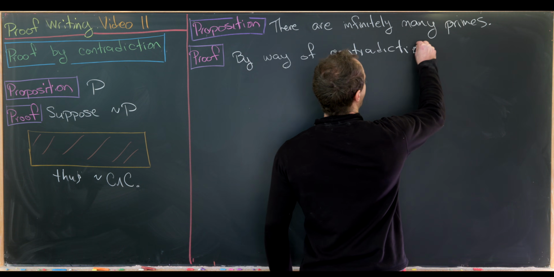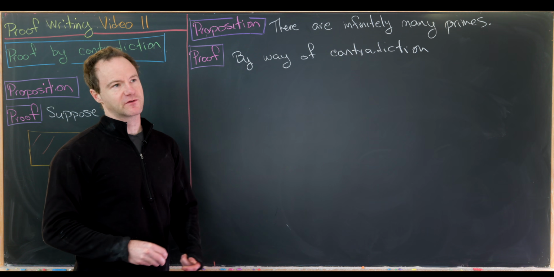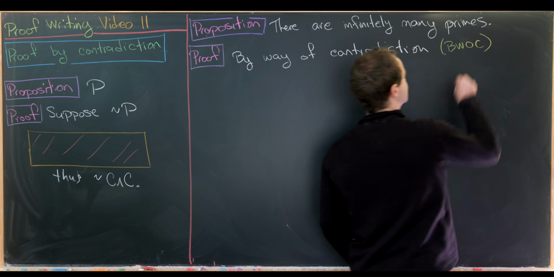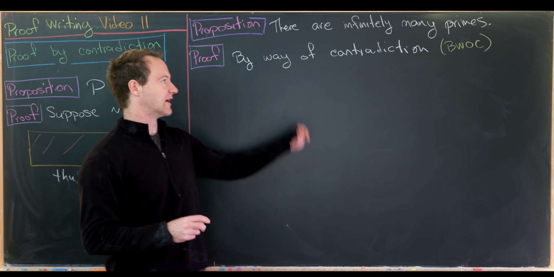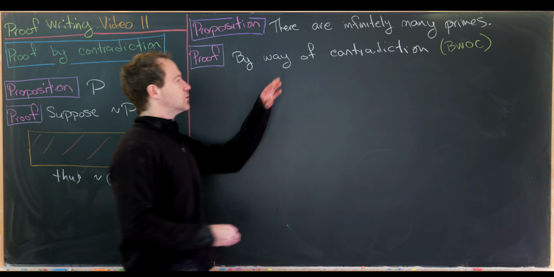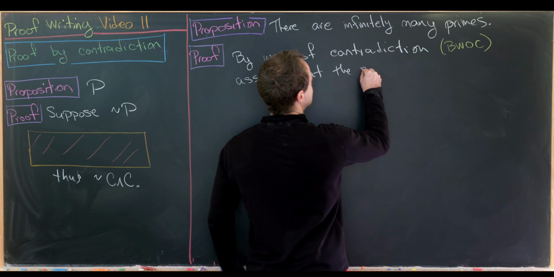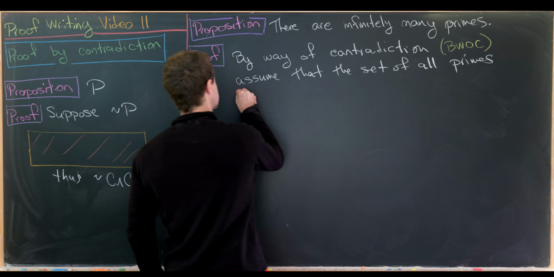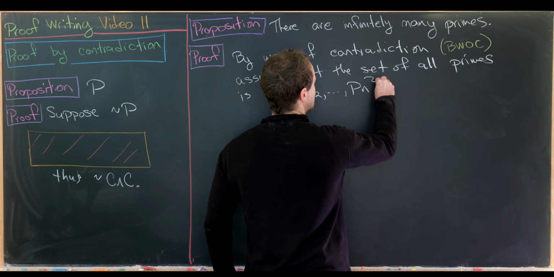And I'd like to point out while we're at it that often if you're making notes or doing a rough draft of a proof, you might shorten by way of contradiction to BWOC. So often when I'm writing things on the chalkboard and not writing things out in their final draft, I'll use BWOC for by way of contradiction. Okay, so anyway, by way of contradiction, let's assume that the set of all primes is the set p1, p2, all the way up to pn.